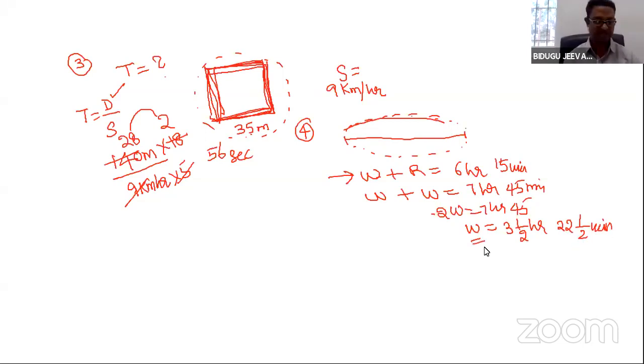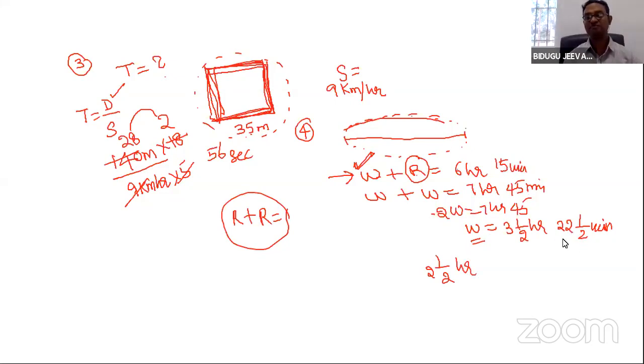Now this is walking. Continuation: the time taken by him to ride both ways, while going and while coming. Substitute this walk here to get the value of ride. Once you get one ride, you can find two rides. Now let me substitute walking: 6 hours minus 3.5 hours gives 2.5 hours. Then 15 minutes minus 22.5 minutes, how much? It is abnormal. Otherwise, let me do it another way.